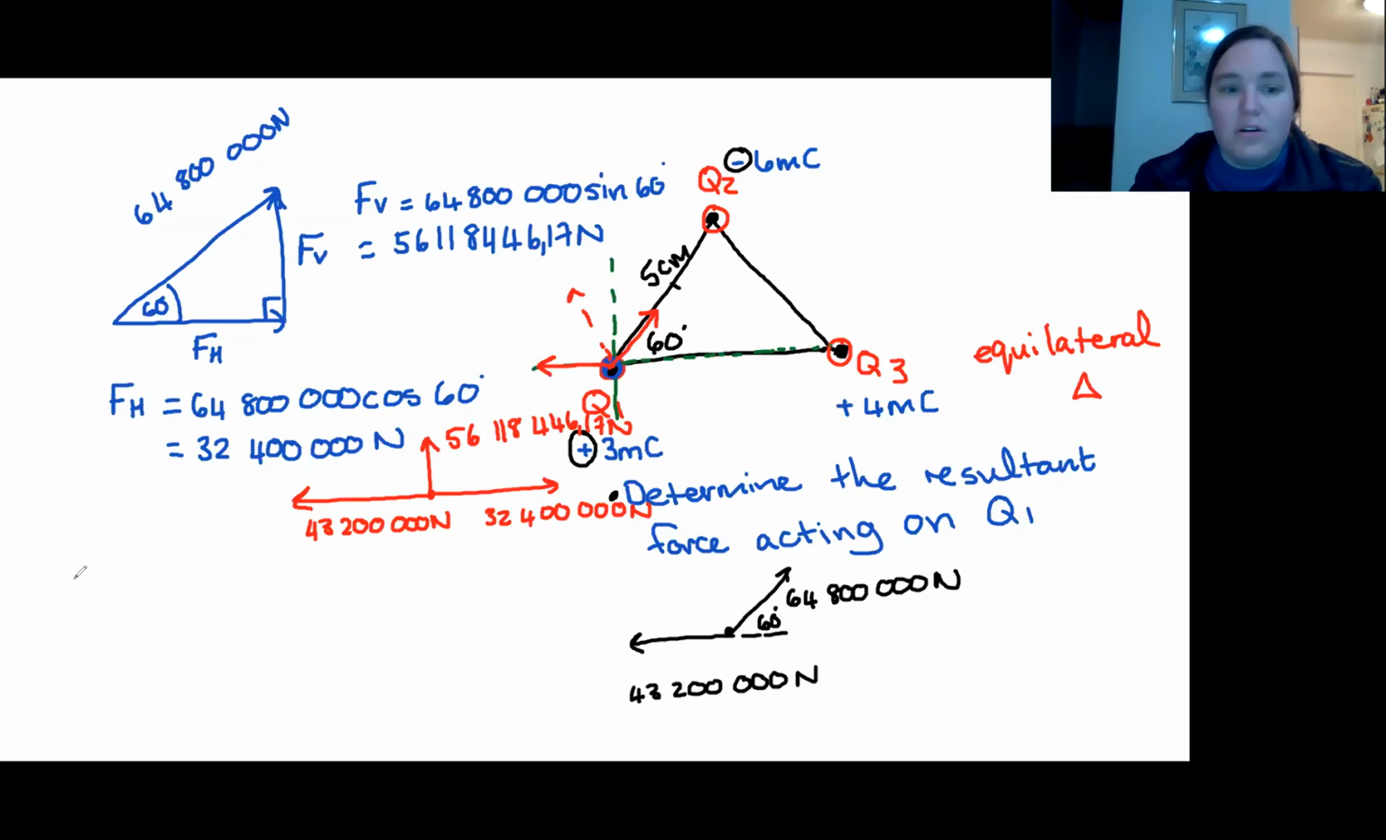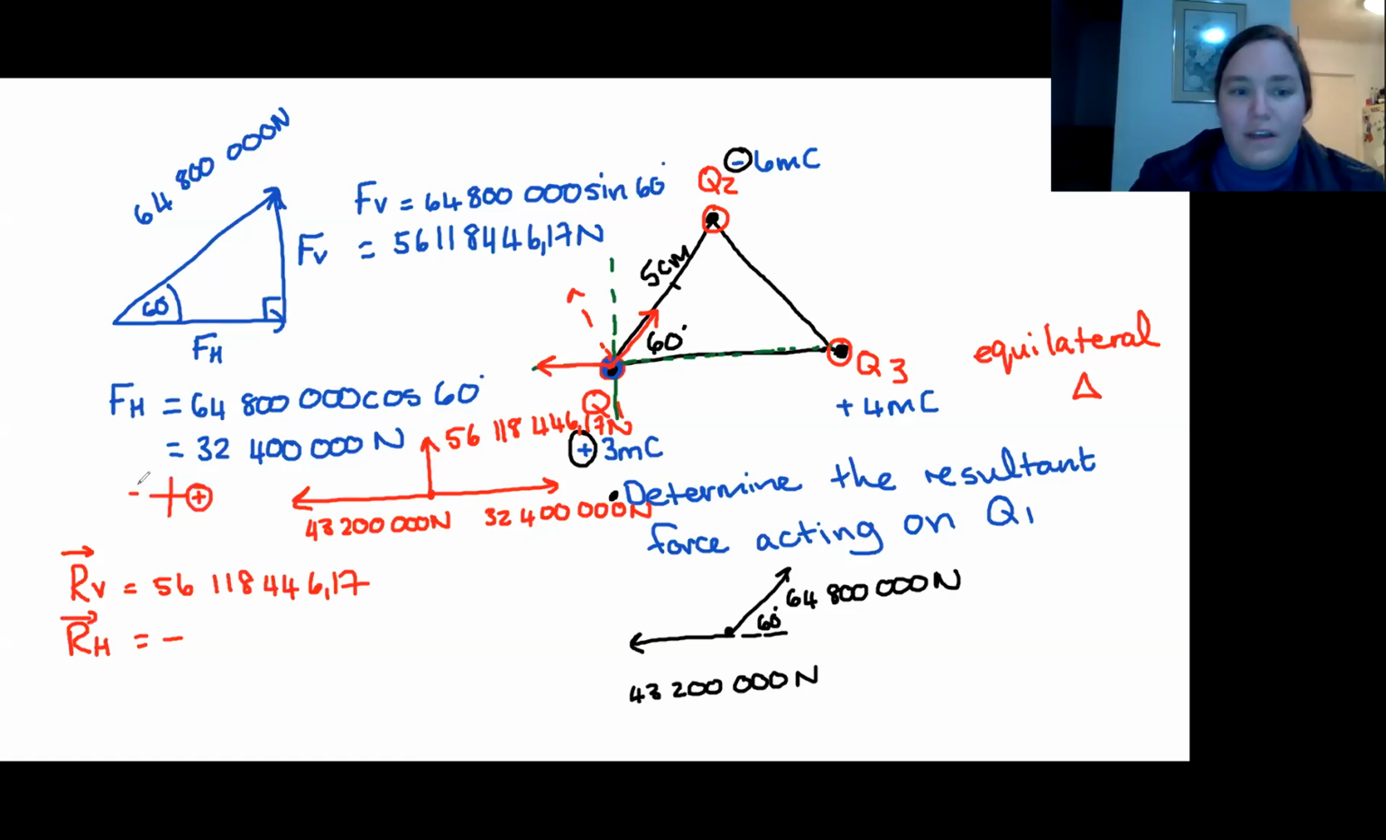Okay, so what we now need to do is work out a resultant in the vertical direction and a resultant in the horizontal. I like to just use R for resultant and an arrow on top to show it's a vector, but anybody can use different things. There isn't one rule that says you have to use this particular thing to show resultant. So my vertical resultant is 56,118,446.17. My resultant in the horizontal direction is going to be a negative.